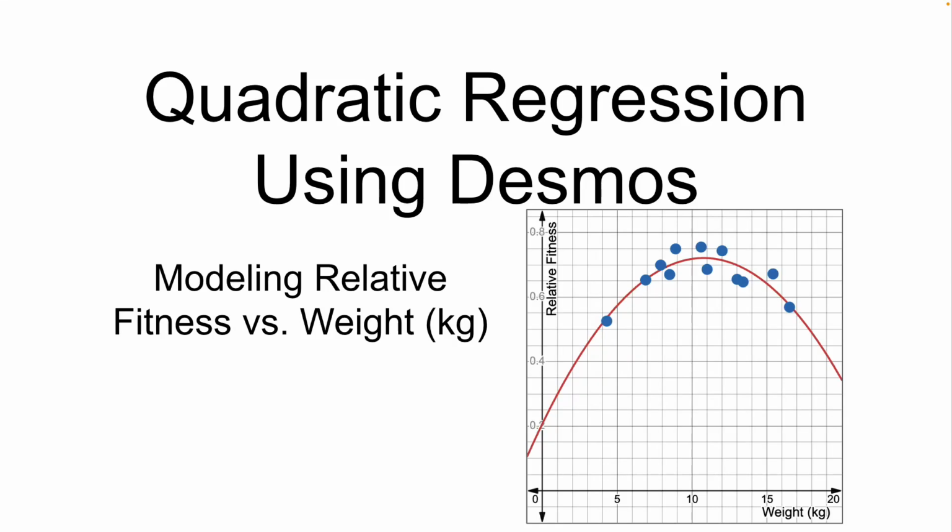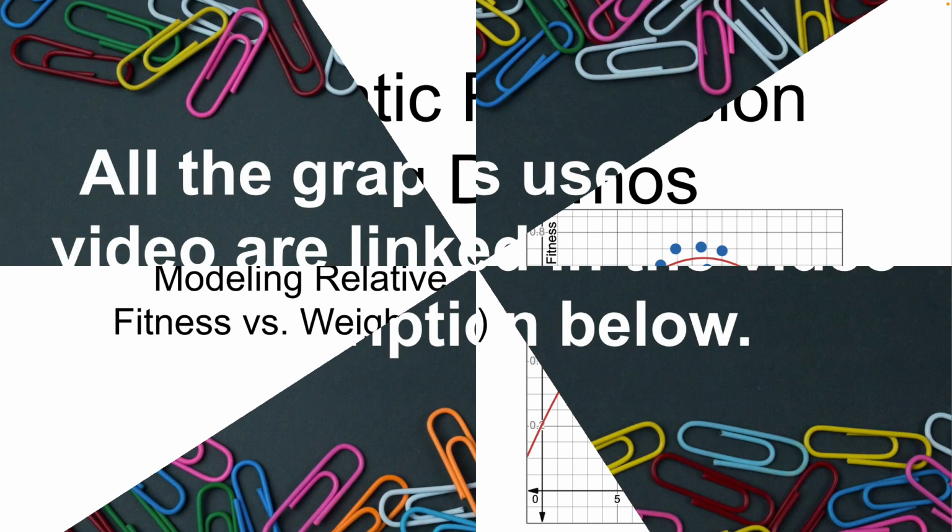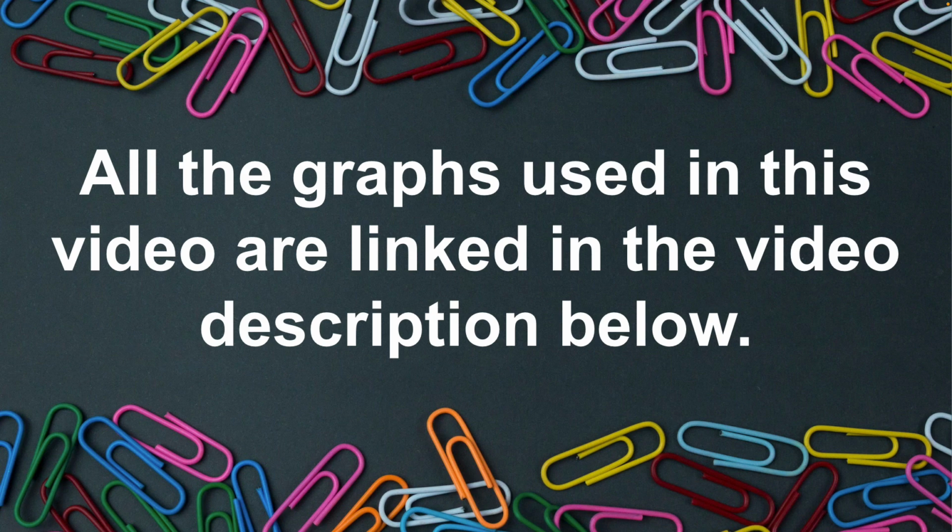Welcome to a video on quadratic regression using Desmos. In this video, we'll use a quadratic regression model to describe how weight affects relative fitness. Then we'll use our model to make predictions. Let's get started. All of the graphs used in this video are linked in the video description below.